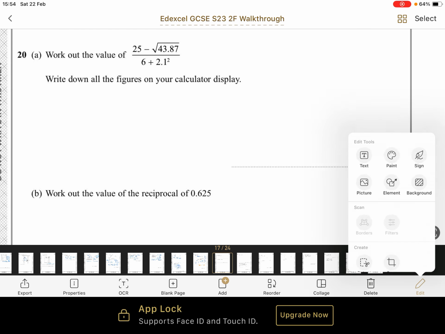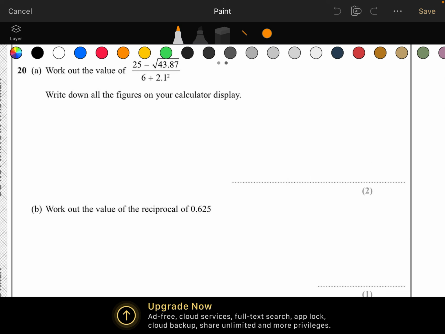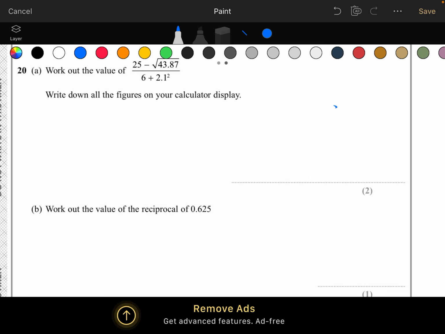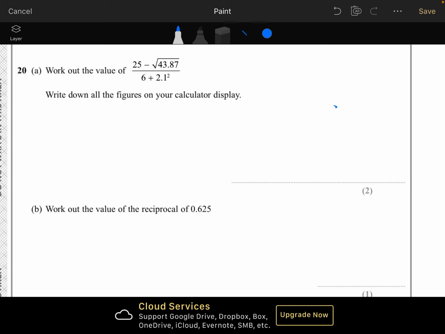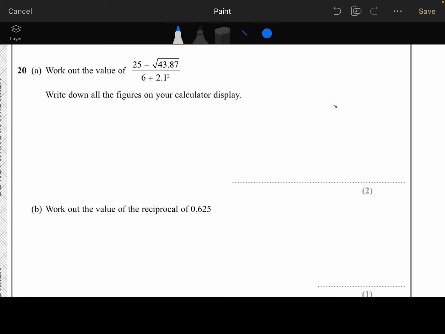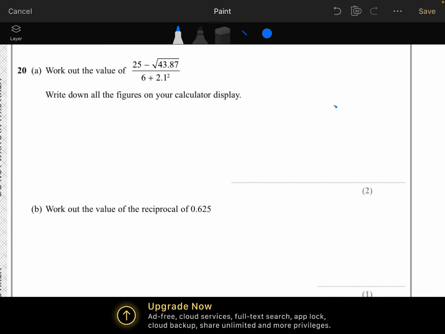Question 20. Work out the value of, and it's given us a calculation, and then it says write down all the figures on your calculator display. So you've got to make sure that what you put in your calculator looks exactly like there. Now I'll talk you through what it's like on my calculator, though this is a Casio ClassWiz one that I'm using.